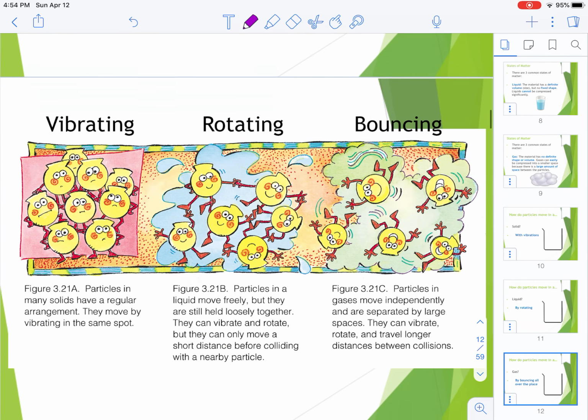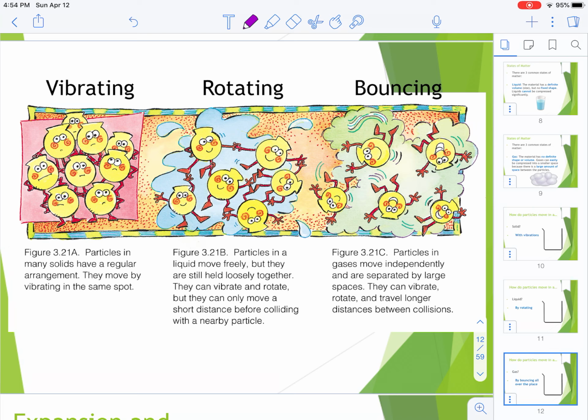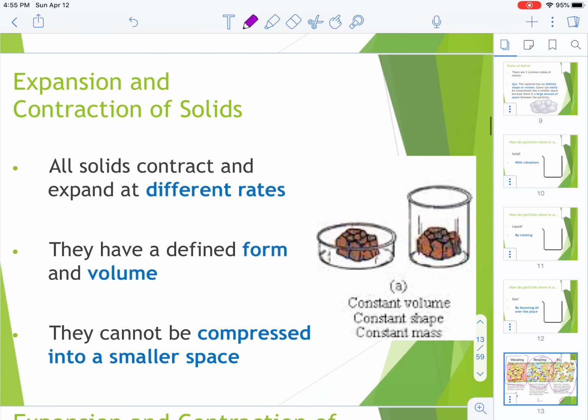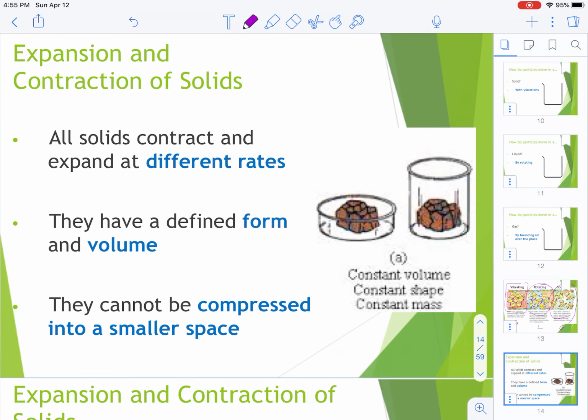Looking at how particles move, we'll go to this slide. In a solid here, those particles are pretty packed together, so they will vibrate as the temperature changes. In a liquid, those particles will be able to rotate. They're held together fairly loosely, with little space between them. And in a gas, those particles have large spaces, vibrate, rotate, and even travel long distances.